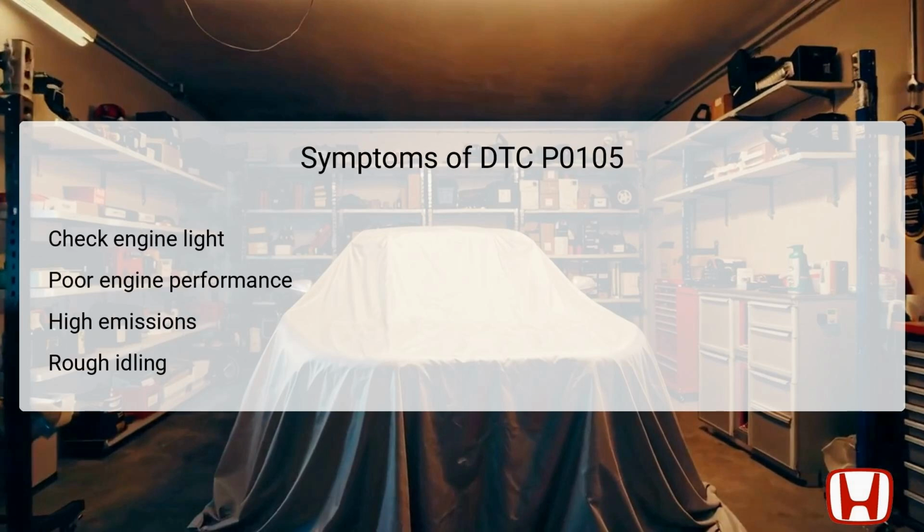Vehicles experiencing DTC P0105 often exhibit several noticeable symptoms. The most common initial indication is the illumination of the check engine light on the dashboard, signaling a malfunction detected by the vehicle's onboard diagnostics. Drivers may also notice performance issues, such as rough idling or sluggish acceleration, due to incorrect air-fuel mixtures being supplied.